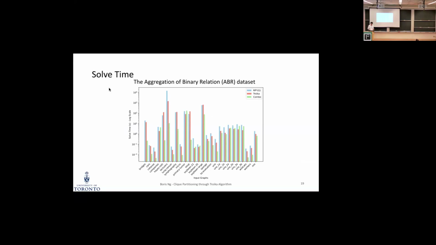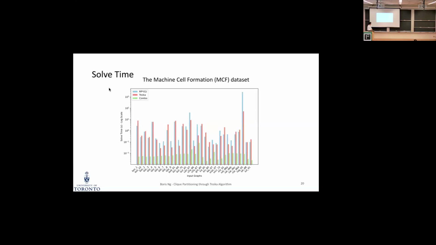But do note that across all three datasets, in terms of solve time, Combo outperformed the other two methods by a lot, which is actually expected because of its heuristic nature. For ABR graphs specifically, Troika is remarkably efficient, solving problems on average 5.8 times faster than the Gurobi solver. And in the case of MCF graphs, Troika was also able to outperform the Gurobi IP formulation in 12 out of the 31 networks tested, while also achieving global optimality.